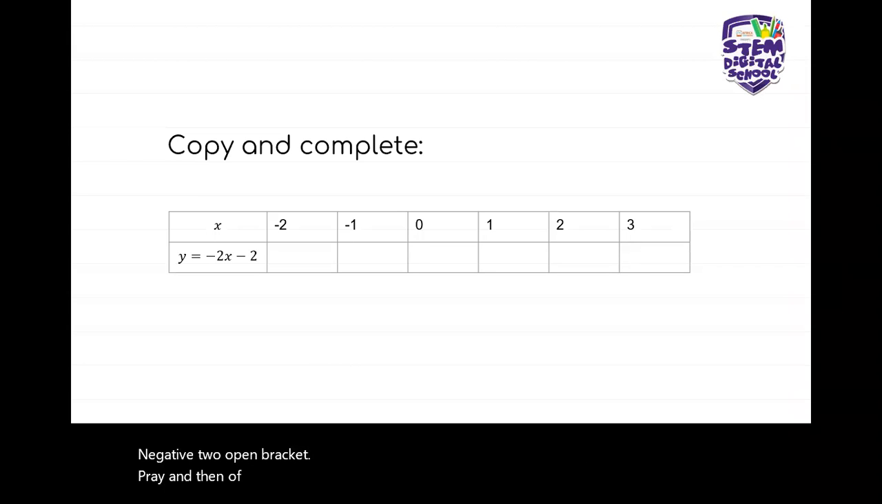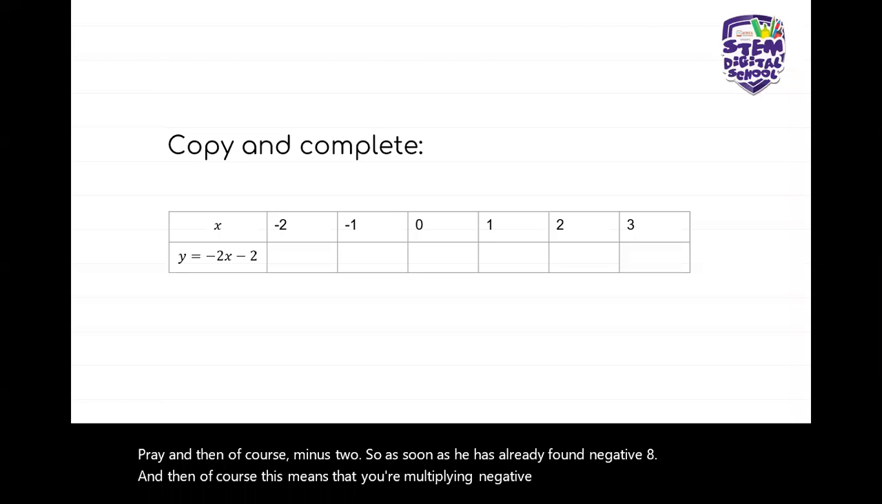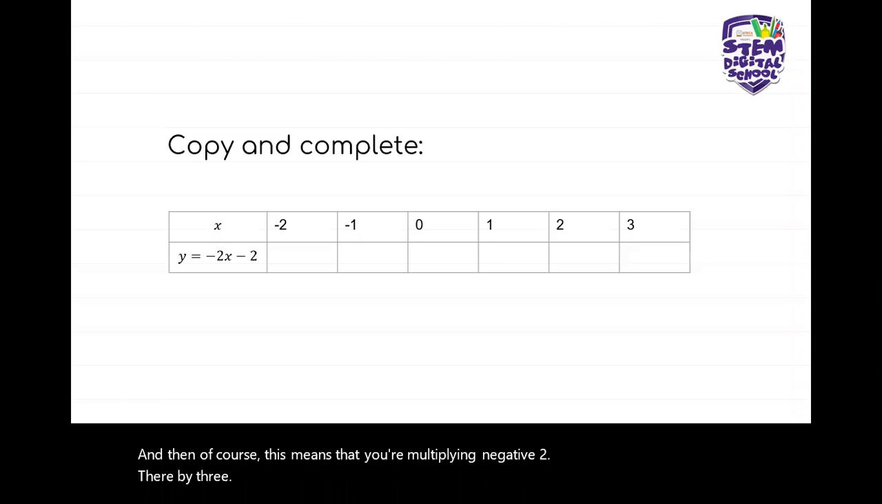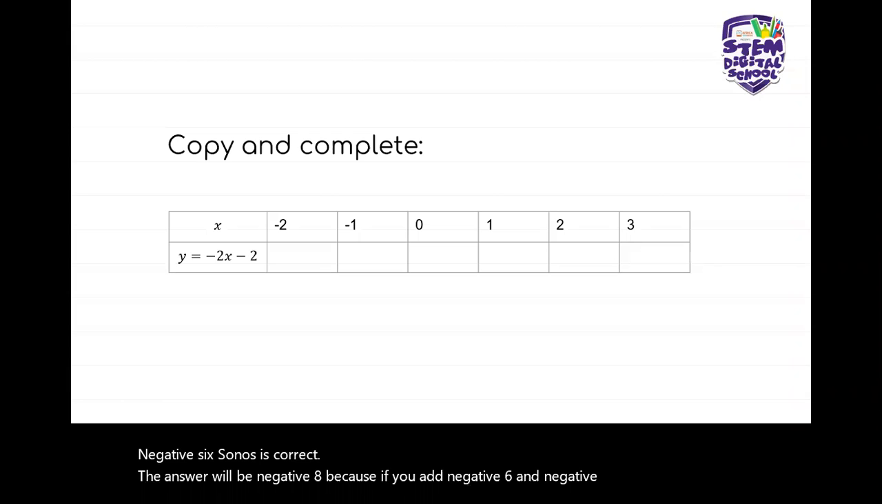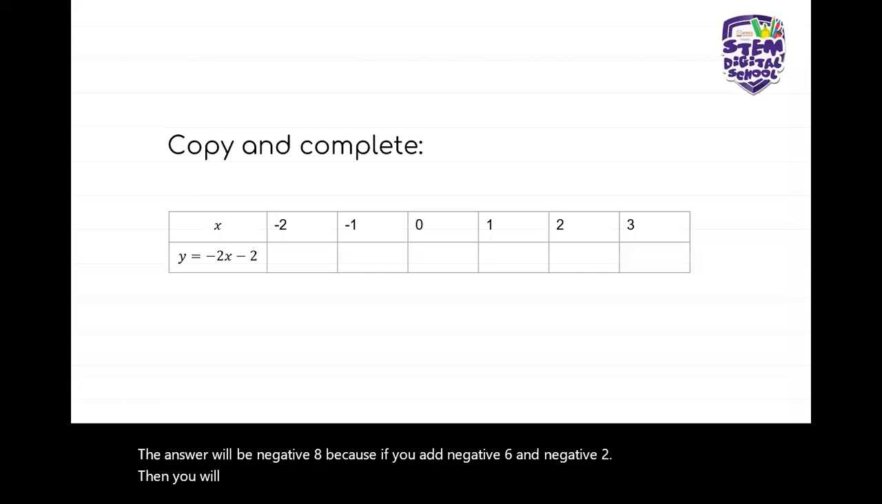So I see Nolwazi has already found -8. And then, of course, this means that you are multiplying -2 by 3 to get -6. So Nolwazi is correct. The answer will be -8, because if you add now -6 and -2, then you'll definitely get -8. So as Nolwazi said, the answer will be -8.